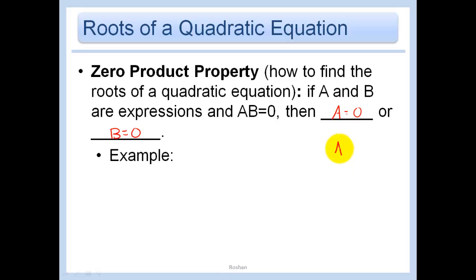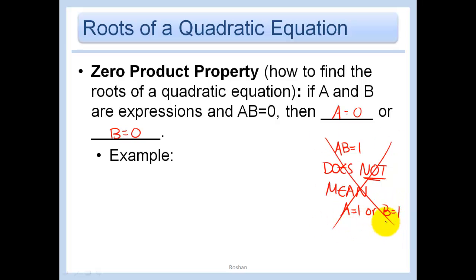So, for example, if I have a times b equals 1, this does not mean a equals 1 or b equals 1. I do not necessarily know that that is true because I have so many different combinations that could work. I could have a equals 6 and b equals 1/6. I could have an infinite number of things to make this true. Only when I have two things multiplied together equaling 0 can I say this equals 0 or this equals 0. This is so crucial. Do not ever forget it.